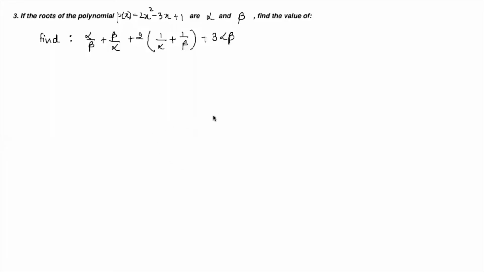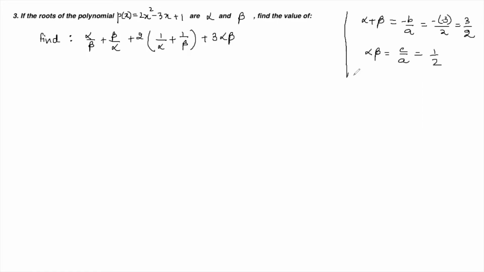Now in this question, it is given that the roots of the polynomial 2x squared minus 3x plus 1 are alpha and beta. So we need to find the value of this particular expression. Again, a polynomial is given to us, the roots are given as alpha and beta, and we need to find the value of this. First, the sum of the roots, alpha plus beta, is equal to minus b upon a, which is minus of minus 3 upon 2, that is 3 upon 2. And the product of the roots, alpha beta, is equal to c upon a, that is 1 upon 2.